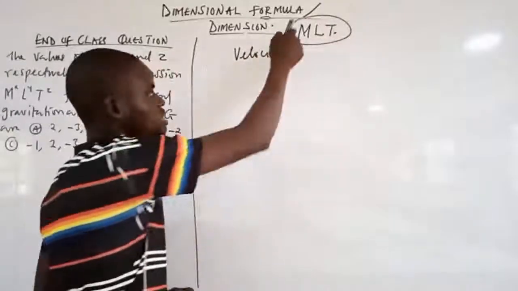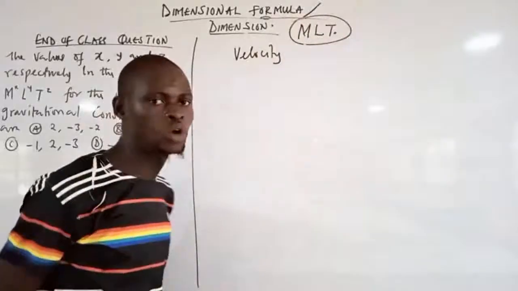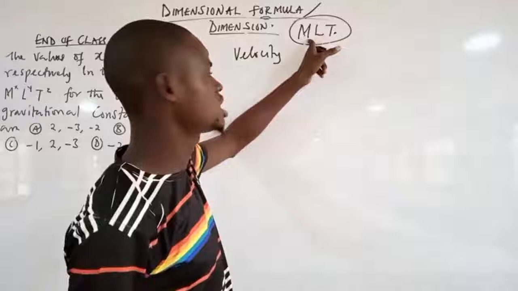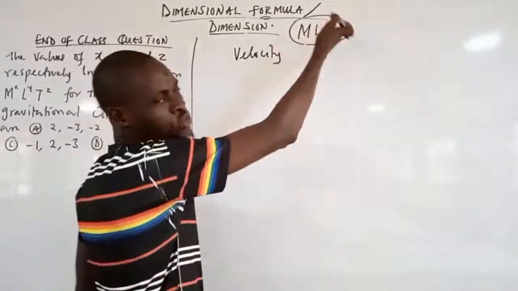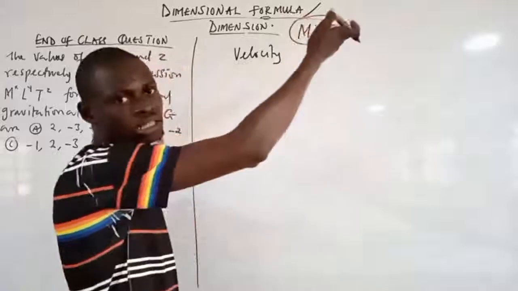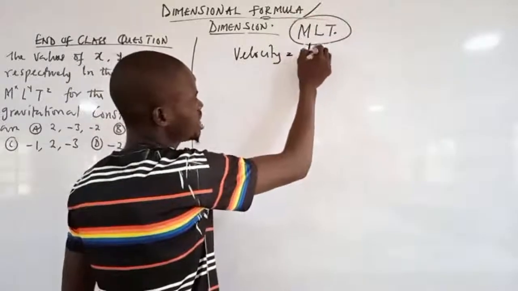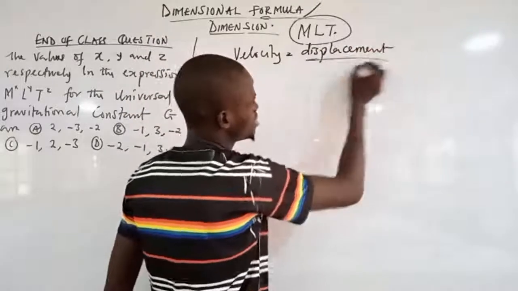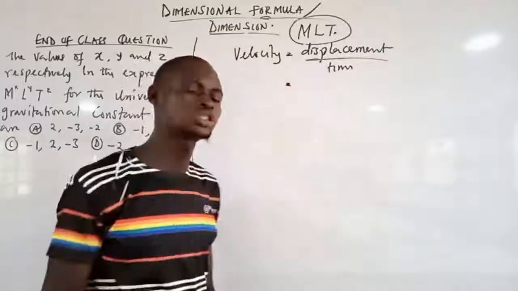Please note, in this order, M, L, and T. There are some quantities which contain length and time without mass. It simply shows that to find the quantity, mass is not needed. Let's take, for example, velocity, which is simply displacement over time taken.